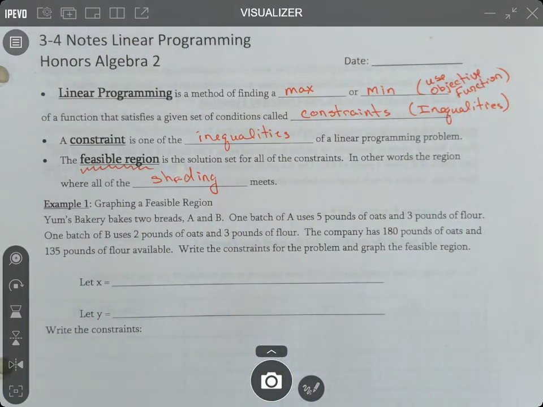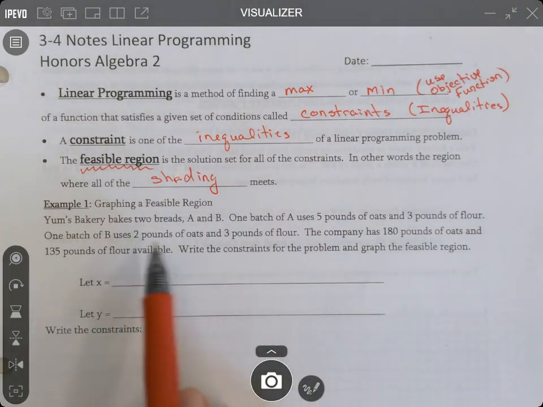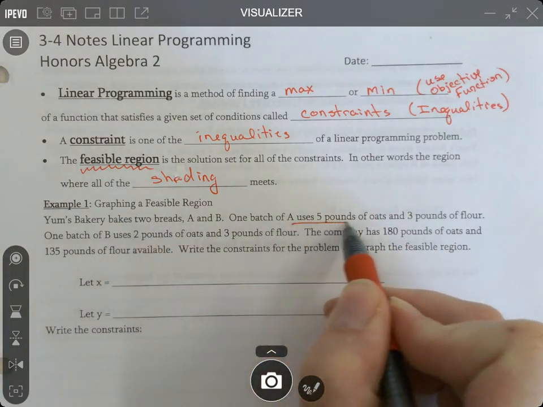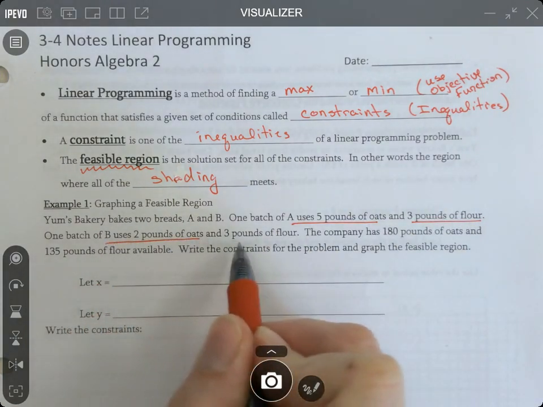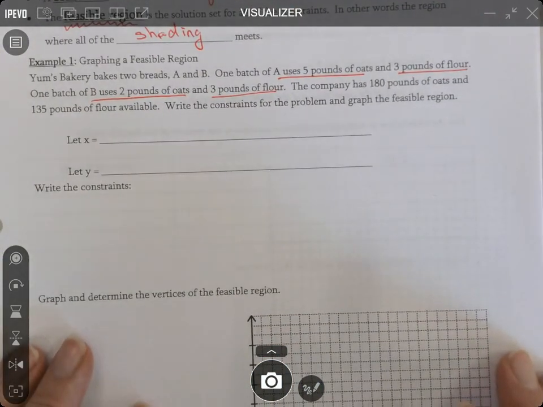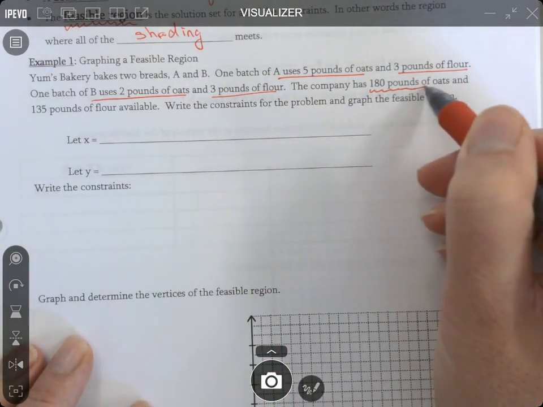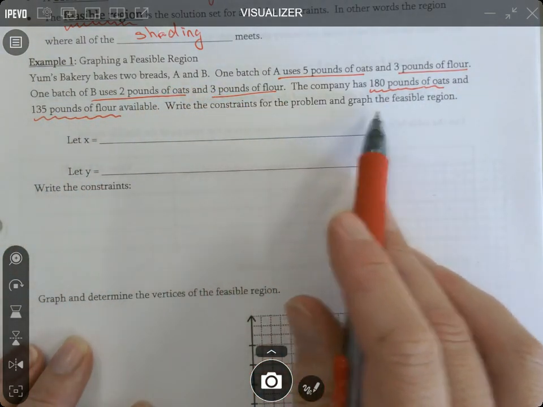Now, we have already read the first problem, so we're going to jump right in. So what are our variables going to be? We know what they're using, how many pounds of everything. And it says they're making 2 breads. One batch uses 5 pounds of oats and 3 pounds of flour. Then you've got batch B, it uses 2 pounds of oats and 3 pounds of flour. So I know how much each one uses in terms of pounds. It says the company has 180 pounds of oats and a total of 135 pounds of flour. Write the constraints for the problem and graph the feasible region.